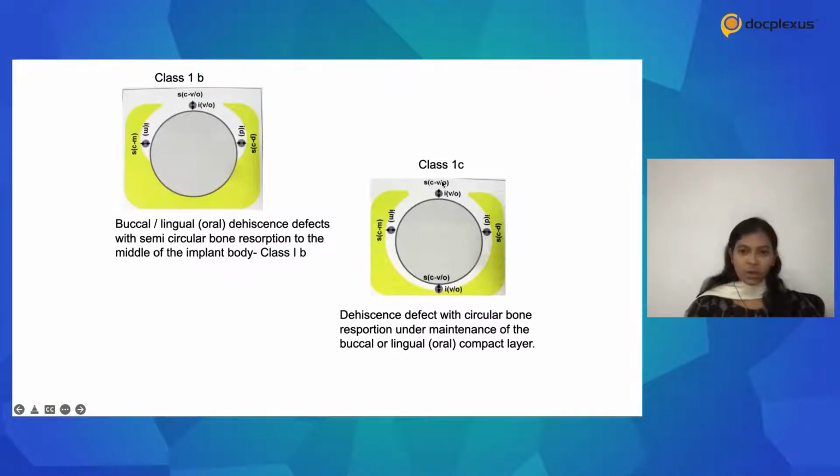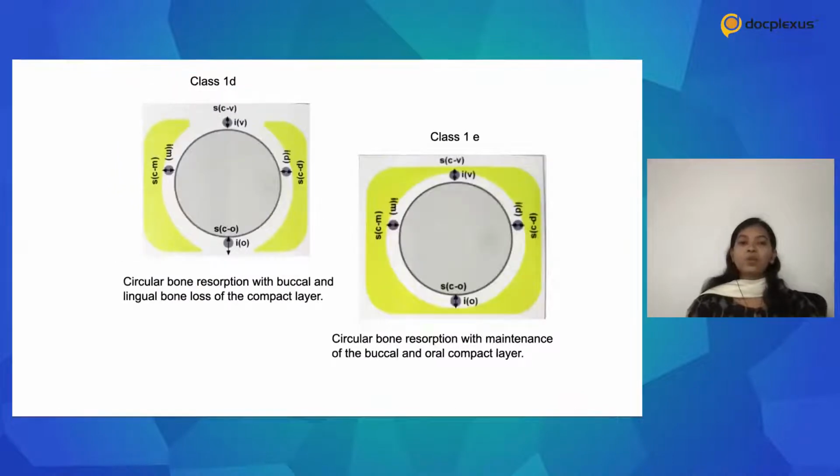There is circular bone loss under the maintenance. So there will be a buccal component or there will be a lingual component. Next, class 1D is complete circular bone resorption with the buccal and the lingual bone, the entire area completely lost.